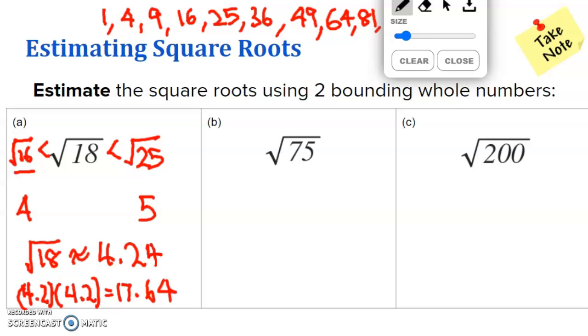Okay, I do not expect you to have the decimal places correct. However, you should have some idea as to how big the number is, 4 point something, and whether it's going to be closer to 4 or closer to 5 or whatever.